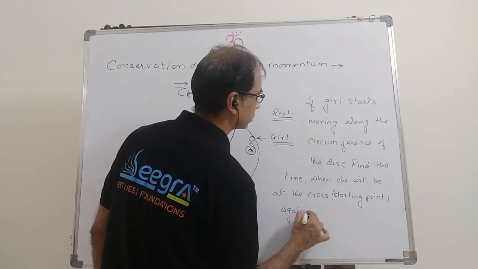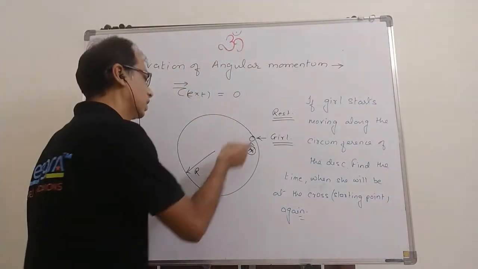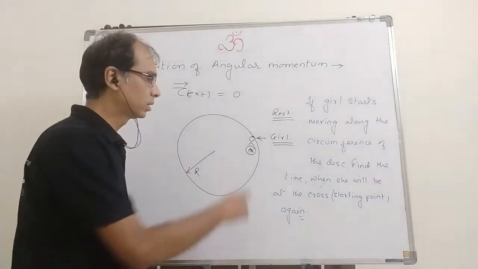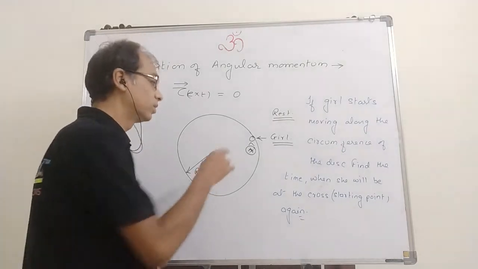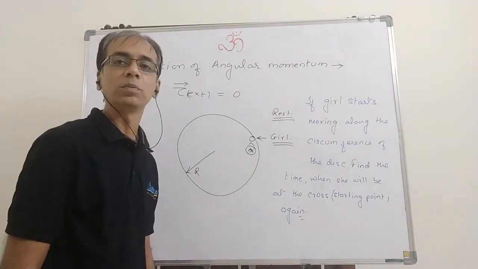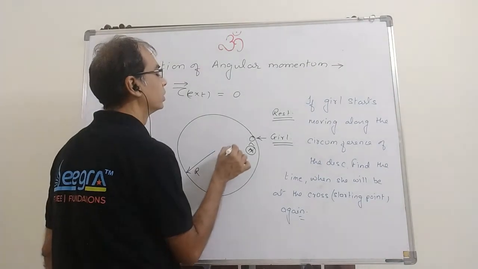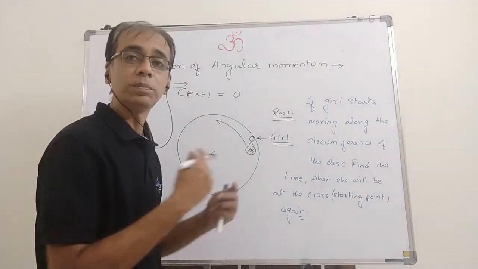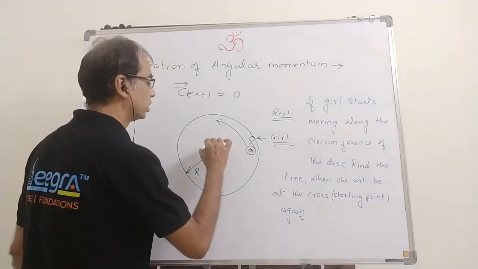So what do you say? When she will be back at the cross, does she have to travel 2 pi, and then she will be back at the cross again? No. Why? Because if the girl is moving like this, our disk will be moving in the opposite direction. She will push the disk back, obviously, so the disk is going to move in the opposite direction.